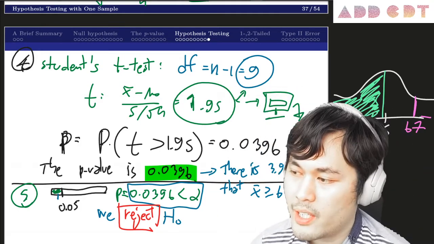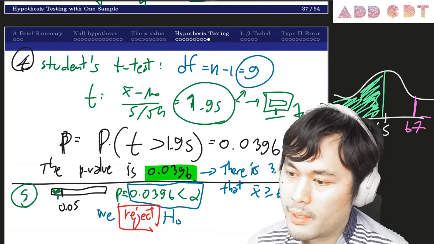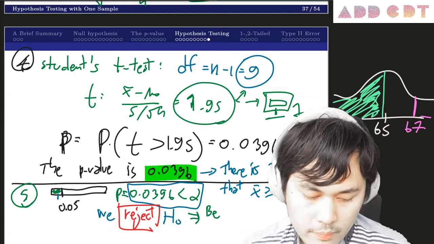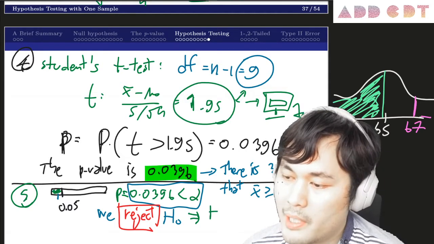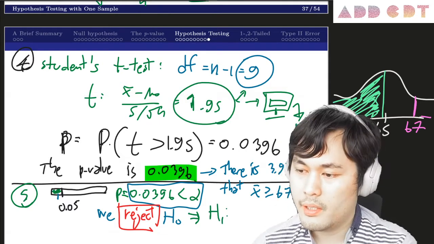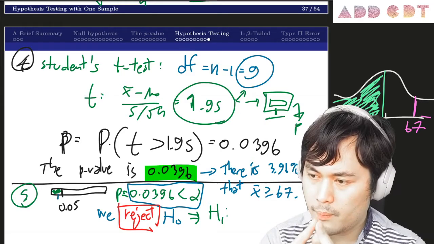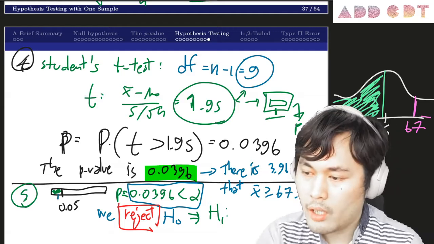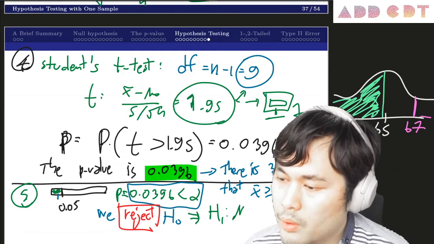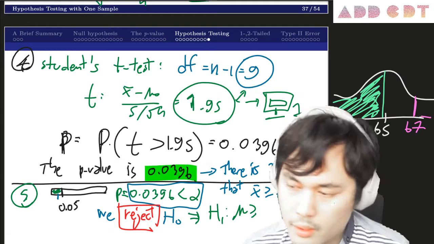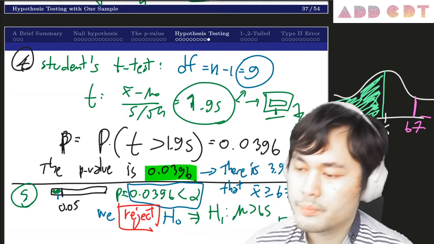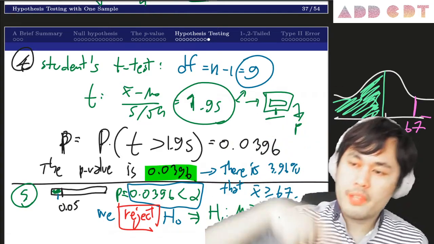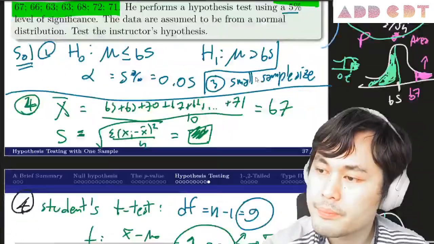So that means we reject it, and that means we believe H1 instead. Since H0 says that we believe the mean is less than or equal to 65, the negation of that is that mu should be greater than 65. So that's it. That's the whole process of hypothesis testing.